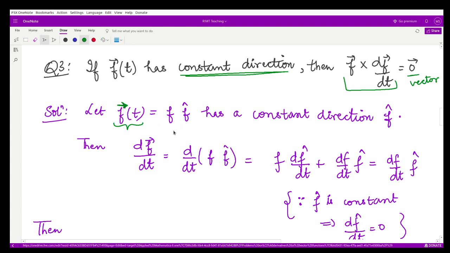So we can write this to be f times f cap. Now this f cap represents the unit vector giving you the direction of vector f, and f gives you the magnitude of the vector f. So in this question they have told you that this vector has constant direction, so that means this f cap is going to be constant here. So f cap is going to be constant according to the given condition.